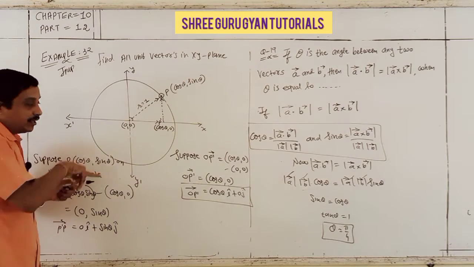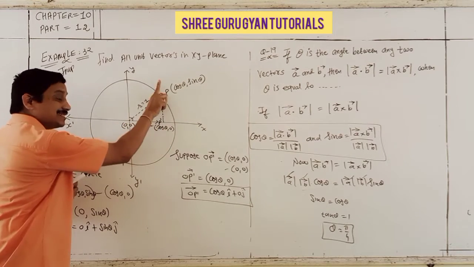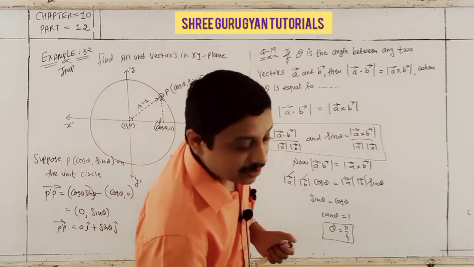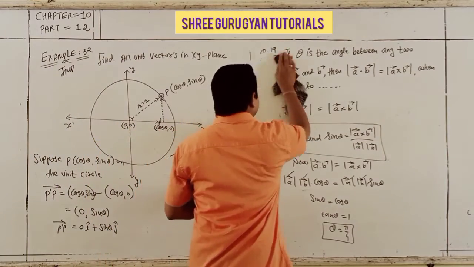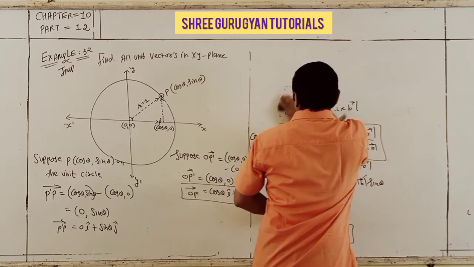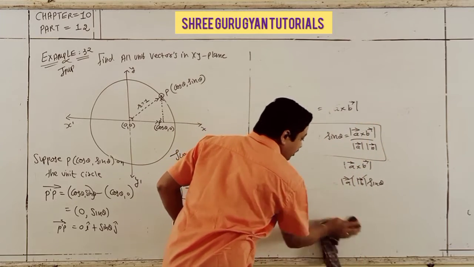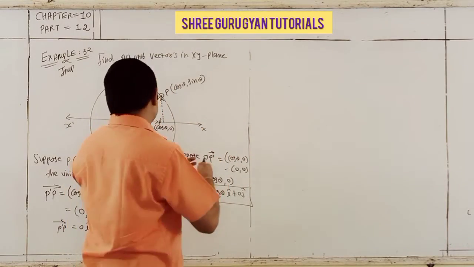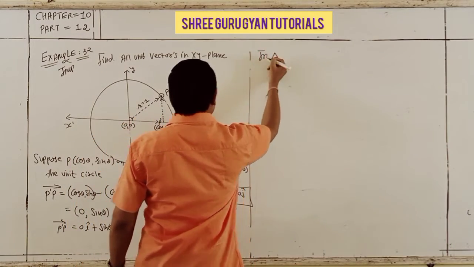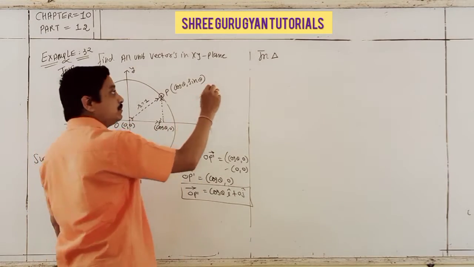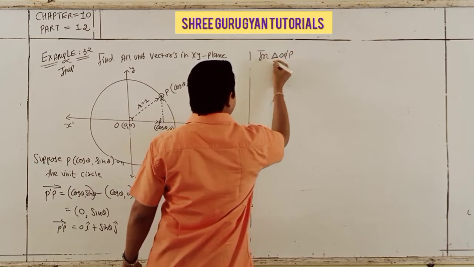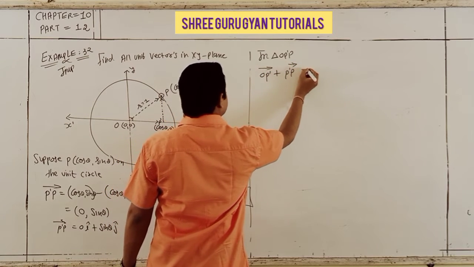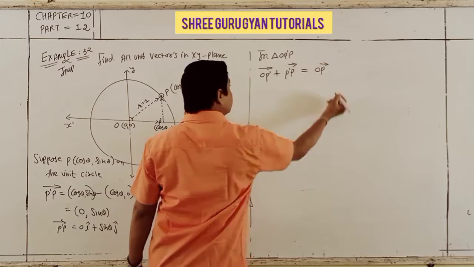Now triangle property, O to P dash plus P dash to P is equal to OP, and definitely that is your unit circle because the radius is 1. I will take it, and then I also prove it by using the magnitude of the given directions. So finally, in this triangle O P dash P, the O to P dash direction plus P dash to P direction is equal to O to P.